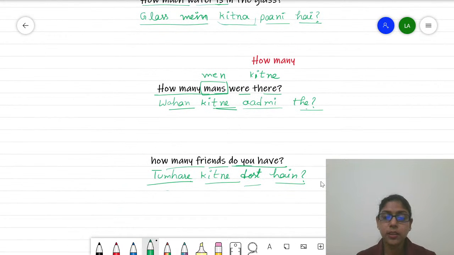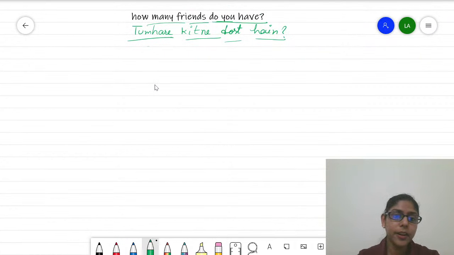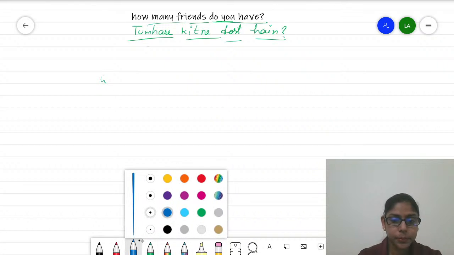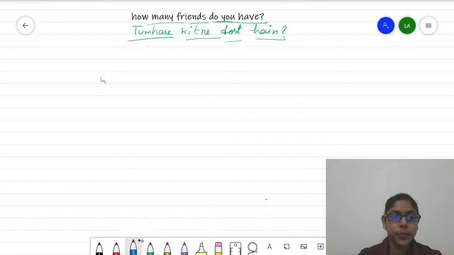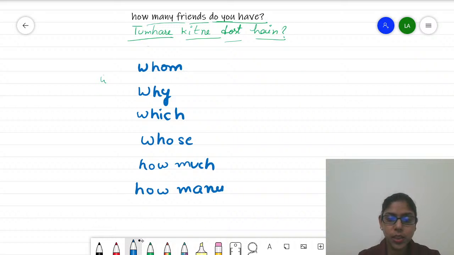And meanwhile, we'll revise the words which we have learned today. Let's have a revision of what we have learned. So, we have learned whom, why, which, whose, how much, and how many. Yes, so we have learned in total 6 words today. Whom, why, which, whose, how much, and how many.